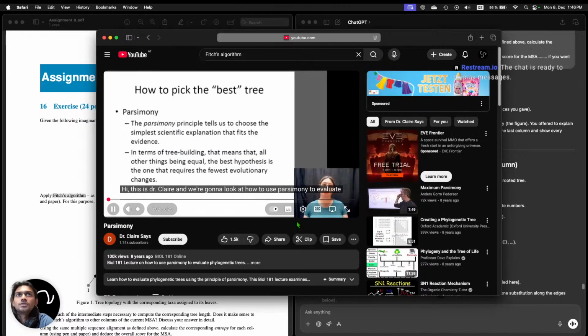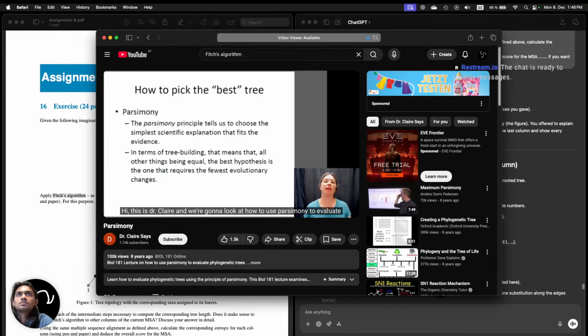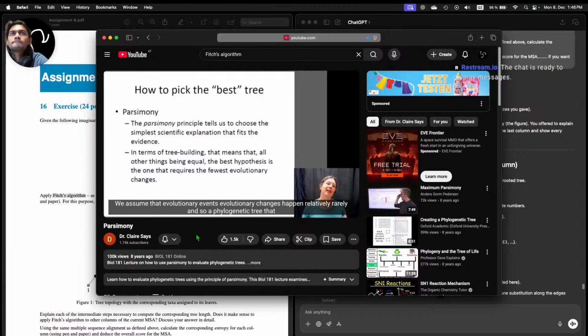Lord have mercy. And we're going to look at how to use parsimony to evaluate phylogenetic trees. Okay? So, parsimony is the idea that the simplest explanation is usually the correct one. So, in the case of phylogenies, we assume that evolutionary events, evolutionary changes, happen relatively rarely. And so, a phylogenetic tree that requires fewer evolutionary changes is more likely to have occurred than a phylogenetic tree that requires more evolutionary changes.